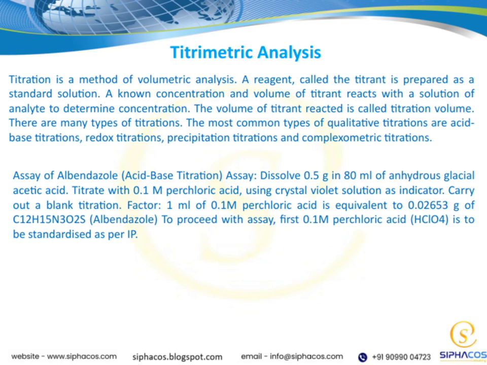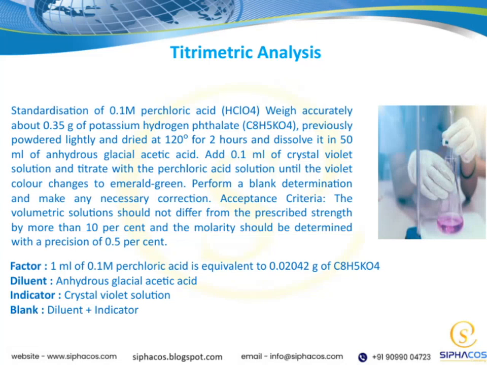This method is fundamental because it allows us to accurately determine the drug's content, ensuring quality and compliance with standards. Let's go through the key points for standardizing our 0.1 M perchloric acid solution. First, we take about 0.35 grams of potassium hydrogen phthalate, or C8H5KO4, which we need to weigh accurately. It's important that this compound has been lightly powdered and dried at 120 degrees Celsius for about 2 hours to ensure consistency. Once prepared, we dissolve this in 50 milliliters of anhydrous glacial acetic acid, which acts as our diluent.